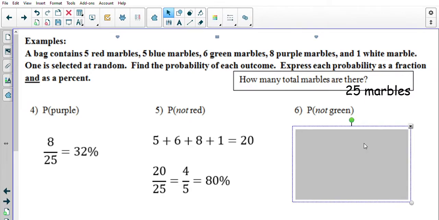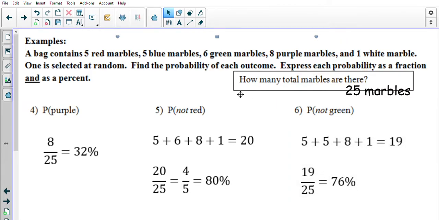What's the probability that it's not green? Well, we add up the red, the blue, the purple, the white, which is 5 plus 5 plus 8 plus 1, which gives us a total of 19. That's 19 out of 25, which is 76%.